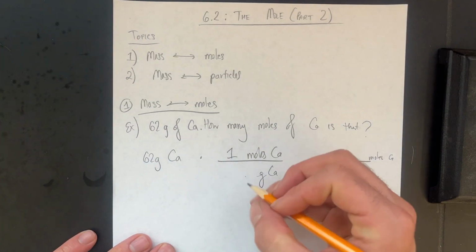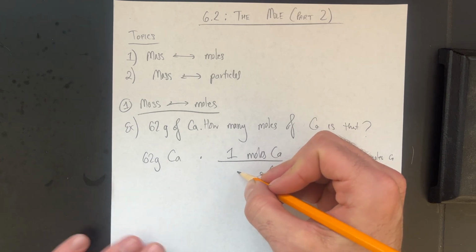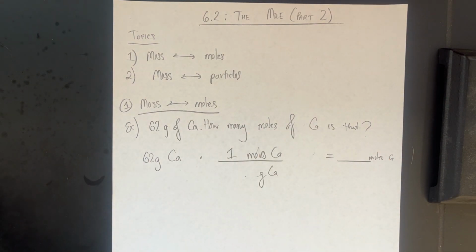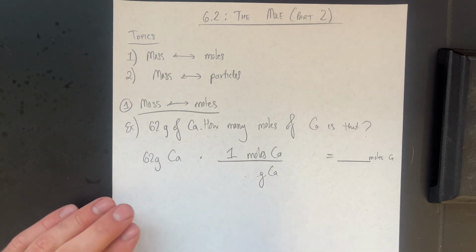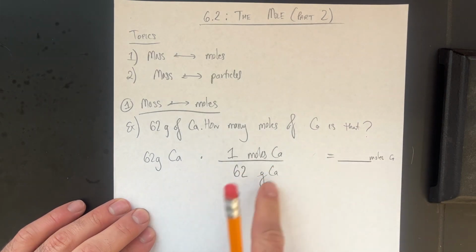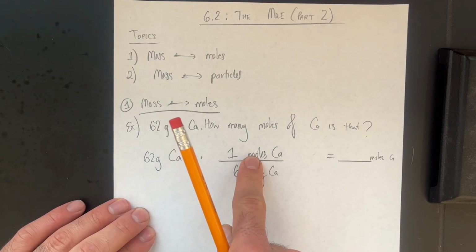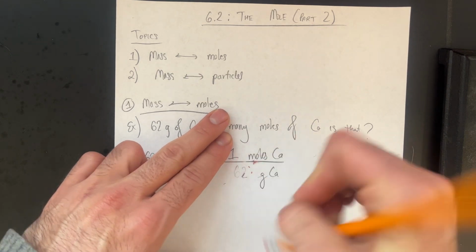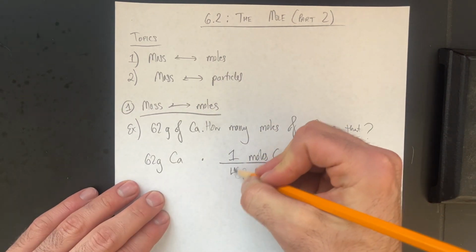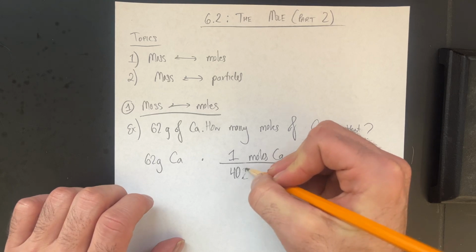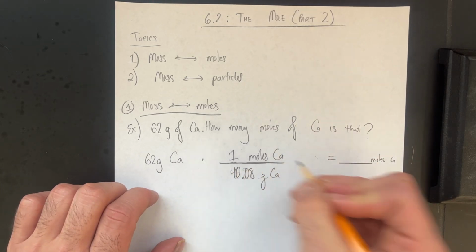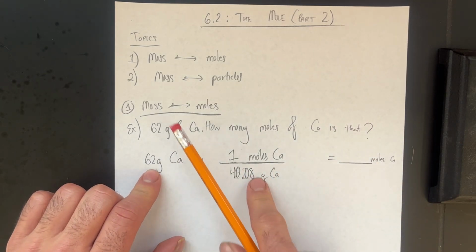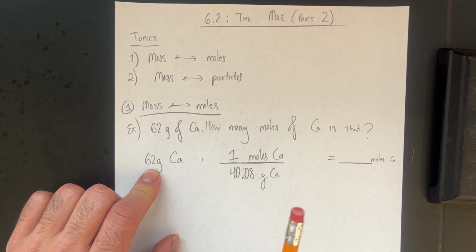If you take a look at your periodic table, which sadly I don't have on me right now, you'll see that it's 62 grams of calcium in 1 mole of oh, sorry, it's not 62. Apologies, it's 40. That's our weight here. 40.08 you can get from the periodic table. 40.08 grams of calcium are in 1 mole of calcium.